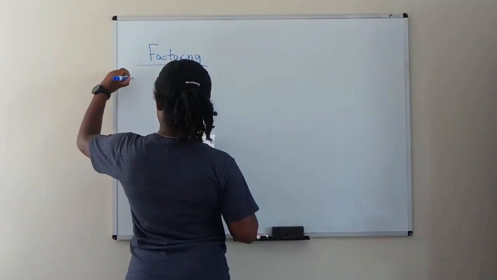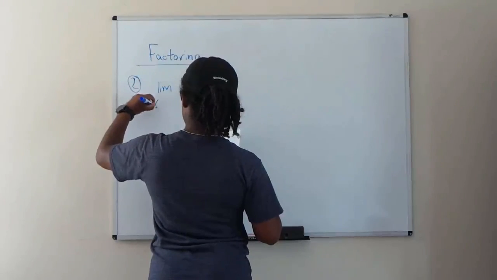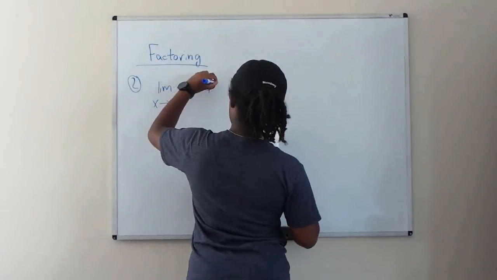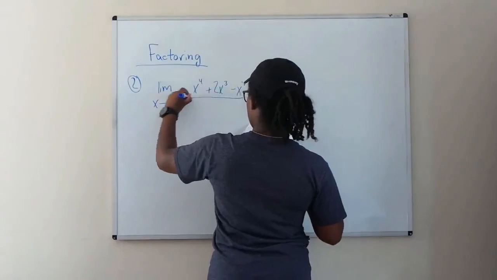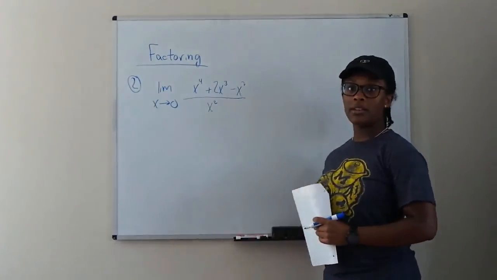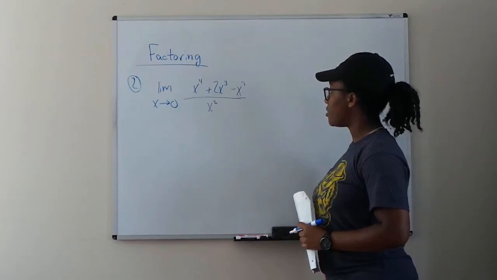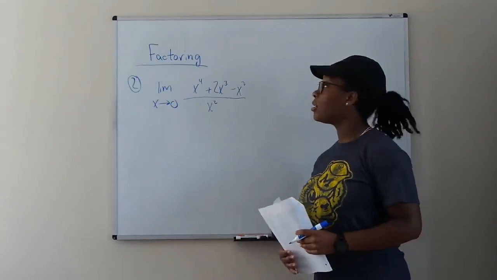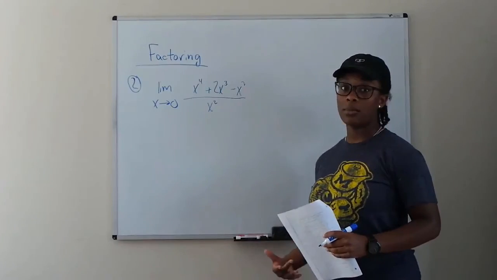Okay. So, let's say we were asked to find the limit as x approaches 0 of x to the 4th plus 2x cubed minus x squared, all over x squared. So, similarly to the last example, if we try to plug in x equals 0, we're going to get a 0 over 0, which is telling us that we need to do something to cancel out or make it into an equivalent expression so we can take the limit.